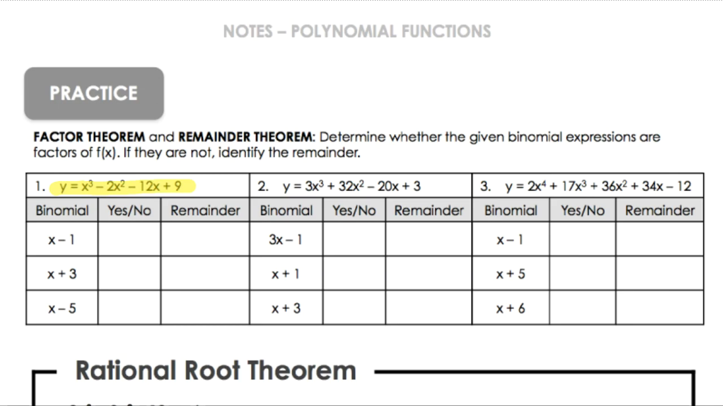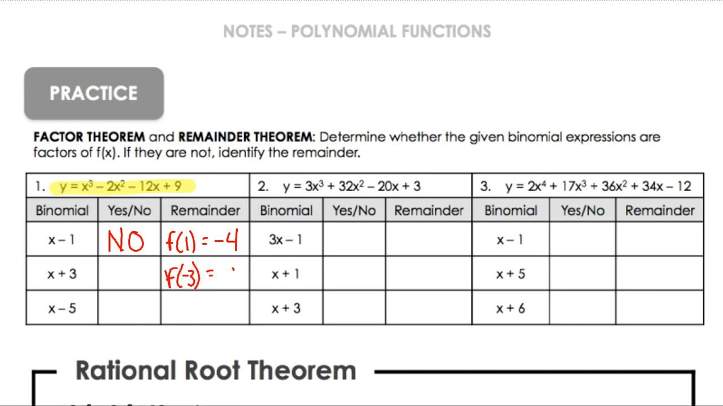And so remember, if we do f of 1, f of that a, if I plug in 1, and I do the math, I plug in 1 for x in that polynomial, I get a -4. So that means that -4 is the remainder. And since -4 is the remainder, that means it is not a factor. Because remember, if it's a factor, we get out 0. Okay, so let's look at the next one. This time I am going to plug in -3.